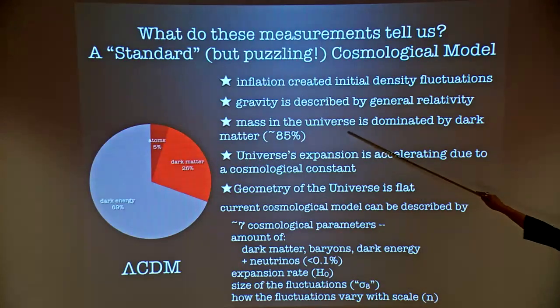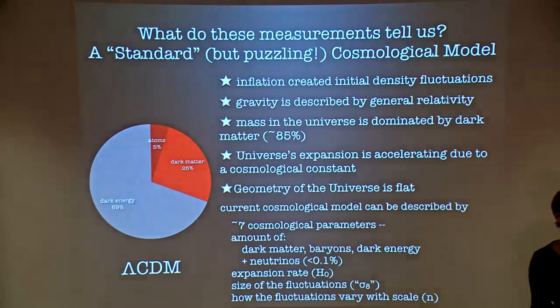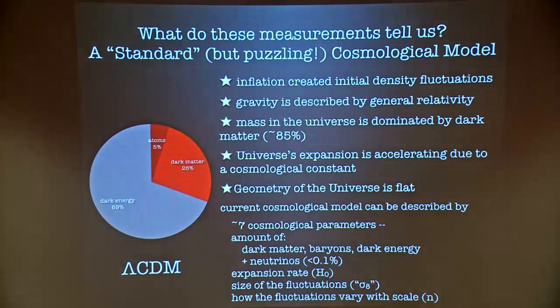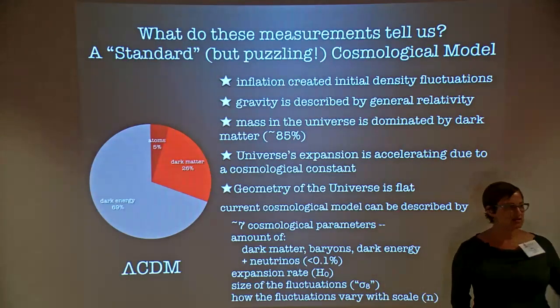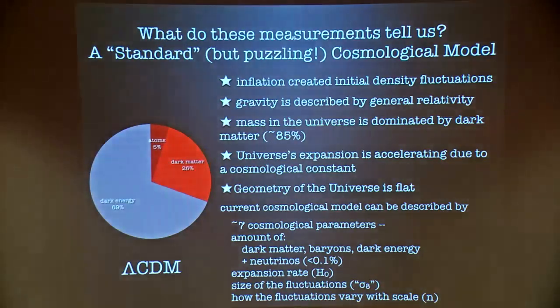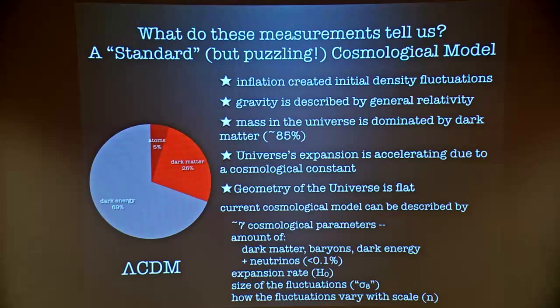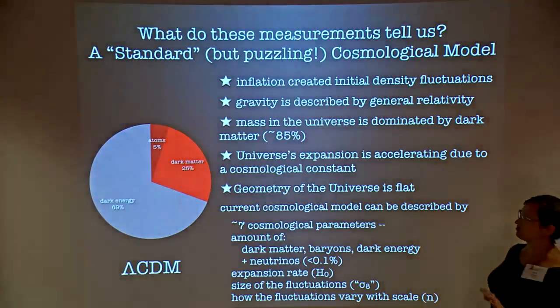We think that the mass in the universe is dominated by something we call dark matter. We're not quite sure what that dark matter is, but we know that it doesn't interact in the same way as normal matter does with electromagnetism. So it interacts exactly the same way with gravity, as far as we know, but not the same way with electromagnetism. It just basically doesn't emit or absorb light.